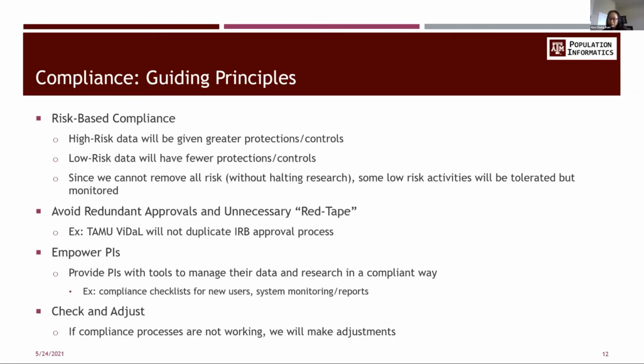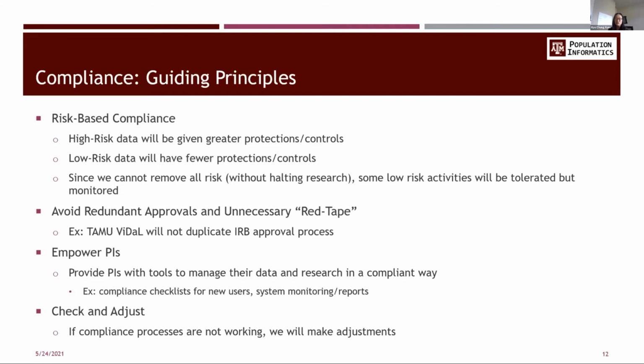We avoid redundant approval processes that are already at A&M. The best example is the IRB approval process. Not all projects on ViDaL need an IRB approval, but if you do, it's up to the PI to make that judgment call, apply, and get approval from the IRB.